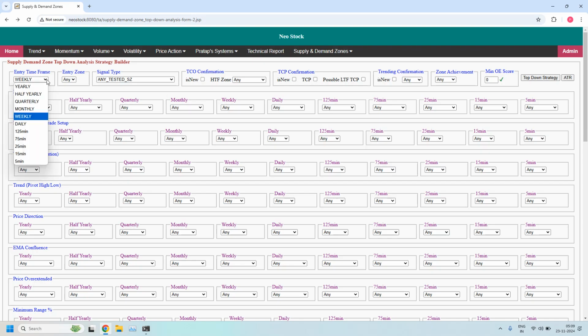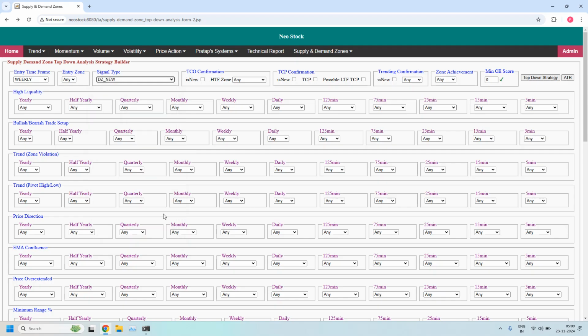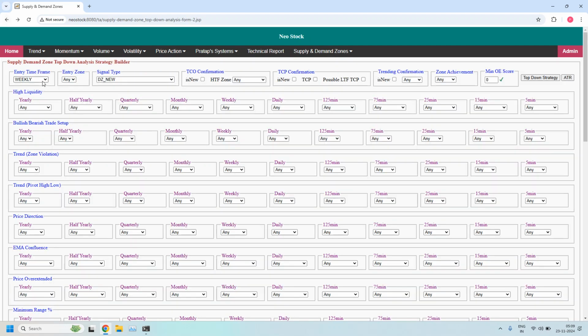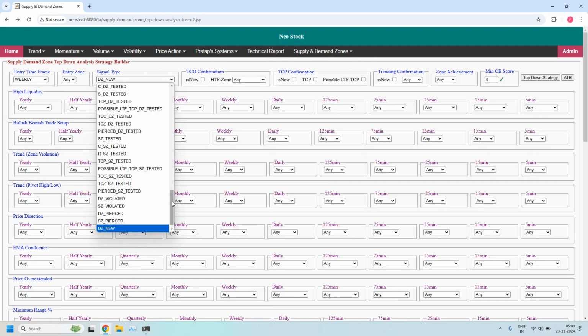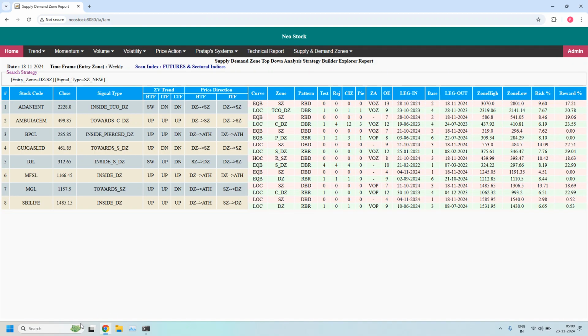Newly created zones for weekly time frame. Let us find the stocks having newly created weekly demand zones. These 7 stocks are having newly created weekly demand zones. So next, for weekly time frame, let us find the stocks having newly created weekly supply zones. So 8 weekly supply zones. These 8 stocks are having newly created weekly supply zones.